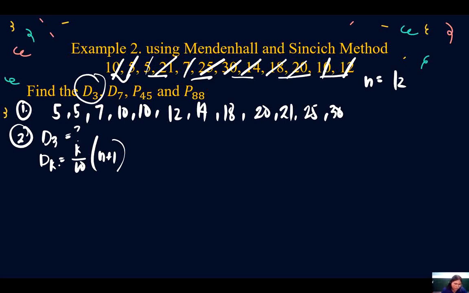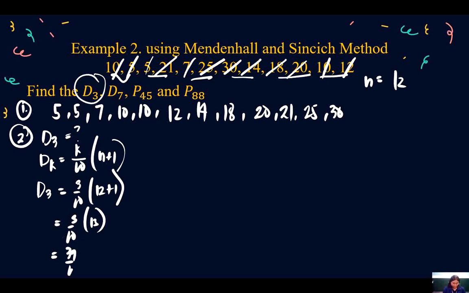Okay, so k is the position and N is the number of observations. So D3, or third decile, is 3 over 10. Our N is 12 plus 1, so 3 over 10 times 13. Please encode this on your calculator. I will encode this also. Okay, so the answer is 39 over 10, or equal to 3.9.